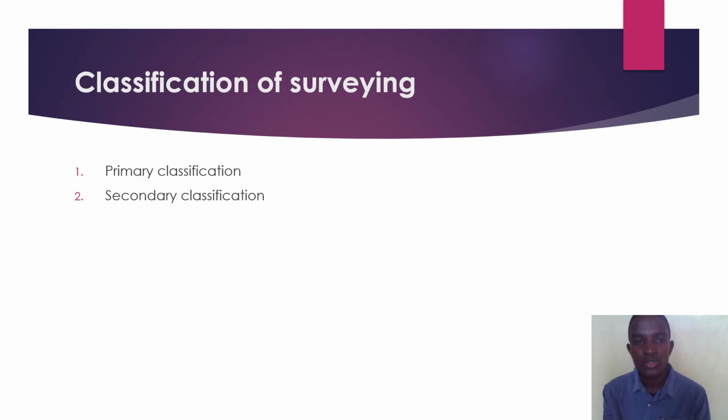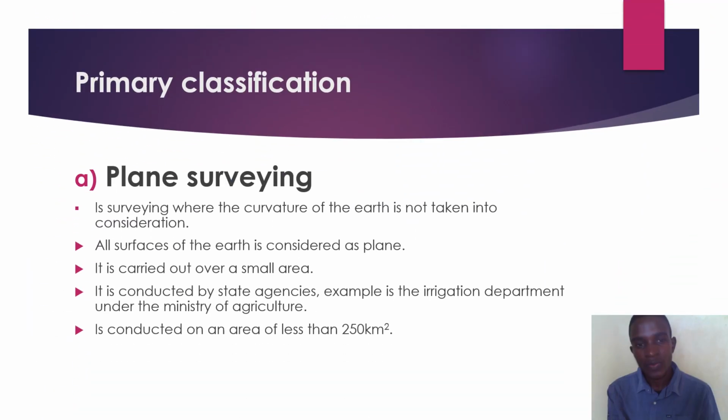What are the classifications of surveying? Surveying is basically classified into two: the primary classification and the secondary classification. Under primary classification, we have 1. Plane surveying. This is surveying where the curvature of the earth is not taken into consideration. This is where the surface of the earth is considered plane. Plane simply means that the surface is flat, with no high points or very low points. Everything is on the same level.